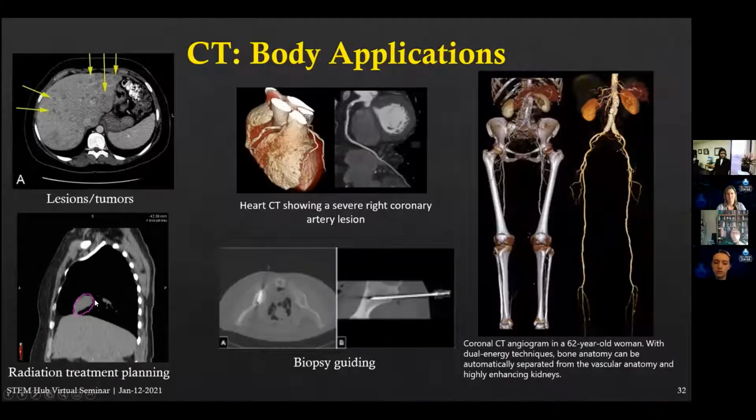And CT can also be used for radiation treatment planning. In this case, this is a tumor, and if you want to prescribe the radiation treatment only to this one, you need to know the margins. So CT can be used to know what margins have to be given so that the radiation therapy is not given to other organs. And also for biopsy guiding, if you want to cut out a tumor sample, it helps to guide the biopsy to cut the abnormal tissue instead of other tissues.